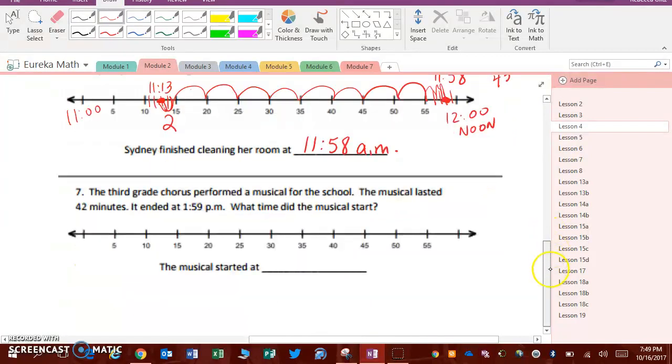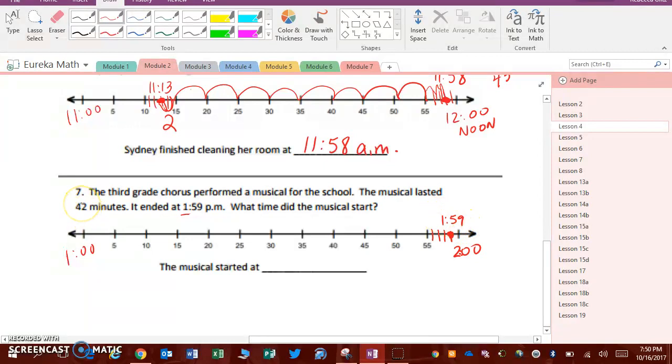Okay? Right, last one. The 3rd grade chorus performed a musical for the school. The musical lasted 42 minutes. It ended at 1:59 p.m. What time did the musical start? So let's find 1:59, right? So that means this is 1 o'clock, okay, because this is the 1 o'clock hour, and this is 2 o'clock. Oops, get the colon in there. 1:59 is right at before 2 o'clock, so this is 56, 57, 58, and 59.